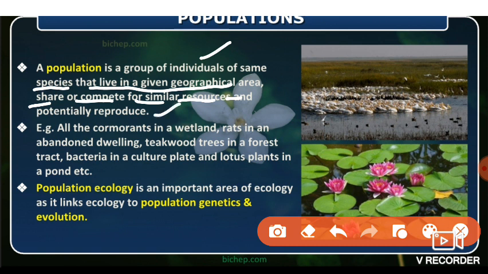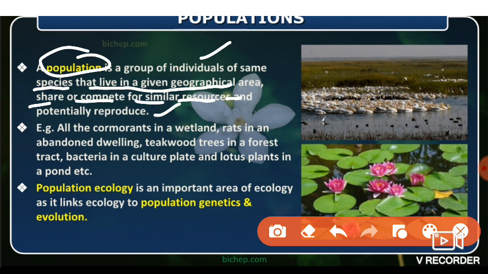And they are able to reproduce. Potentially they should be able to reproduce. This is the definition of population, please remember these things. And another important thing here, students: potentially reproduce, or you can take it as interbreeding. They can interbreed among themselves.